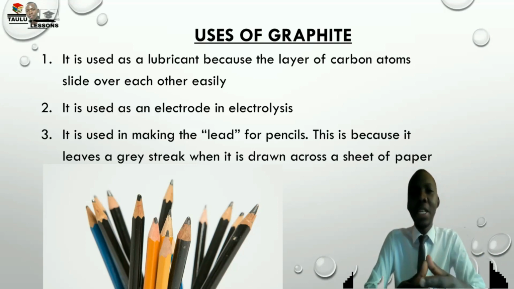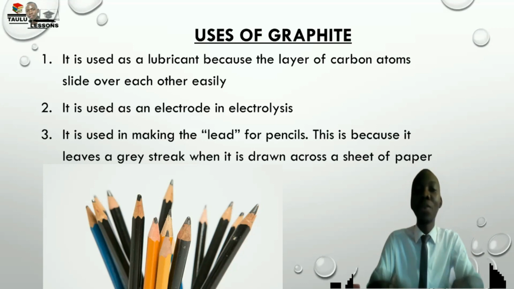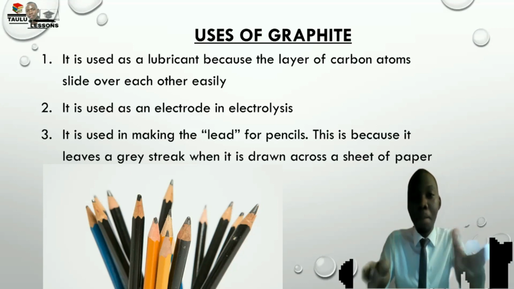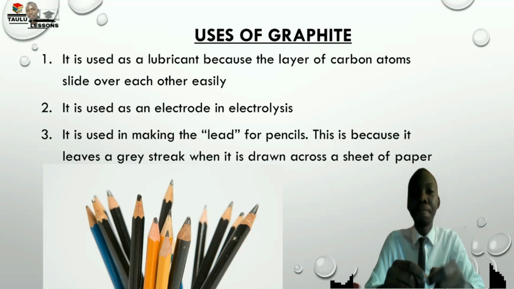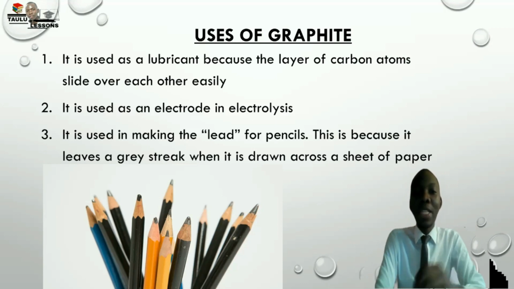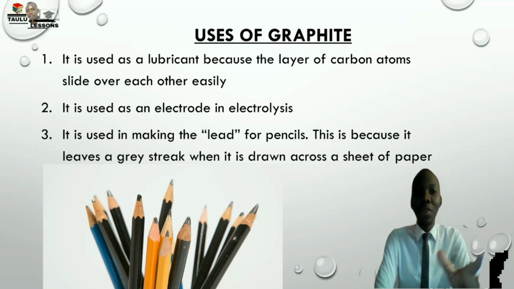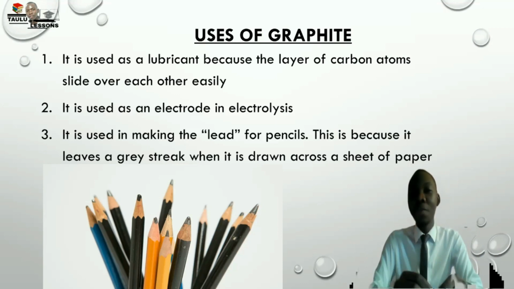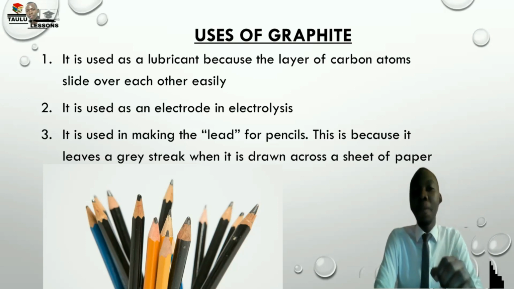Number three, graphite is used for making pencils. The heart of a pencil is made out of graphite. It's made out of carbon. So those are the three basic uses of graphite. It is used as a lubricant. It can be used as an electrode. And number three, it is used to manufacture pencils. So this is the first allotrope of carbon, graphite.